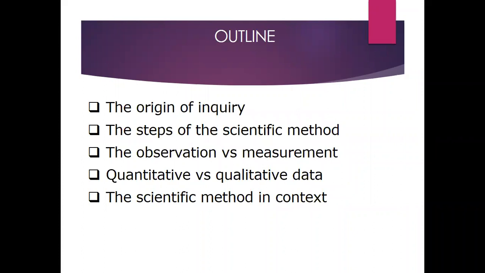Okay, so for today's lesson, we are going to be looking at a brief overview of the origin of the scientific method. What exactly is the scientific method, the various steps involved in this process of scientific investigation. We would look briefly at the importance of observation and measurement, differences between qualitative and quantitative data, and when each type would be appropriately used. And then we would look at a very brief example of how the scientific method is used.